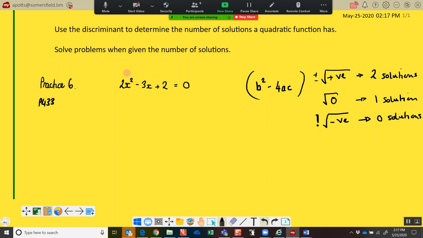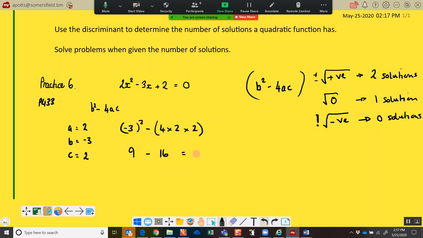So when we say, let's work out how many solutions this has got, we literally just put in our b squared minus 4ac and say, right, so again, a is 2, b is negative 3, c is 2. So we go through the process, but we only do it for the discriminant. So that would be negative 3 squared minus 4 times 2 times 2, gives me 9, subtract 16, which equals negative 7. So what's the conclusion?